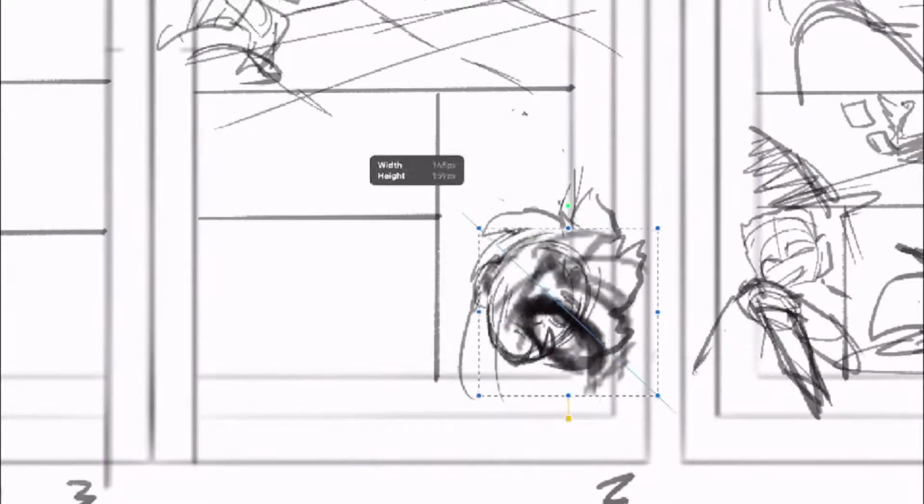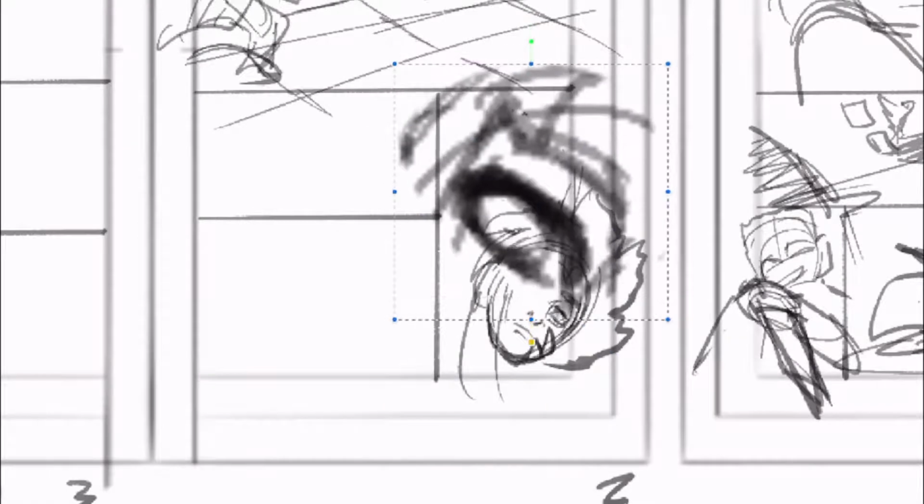All I'm going to do is just blow this up. You could literally just grab this part of the face and use it at this point, actually. Like that, right?